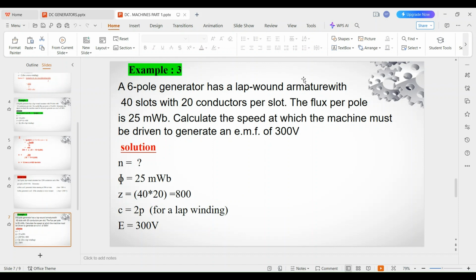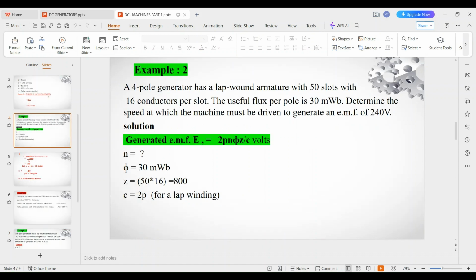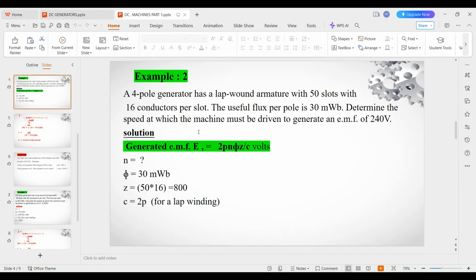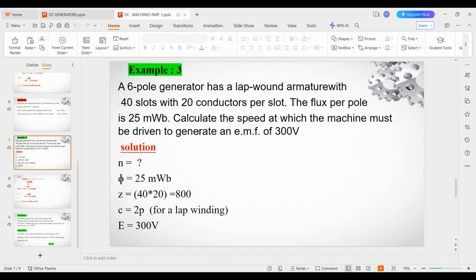This example is almost similar to example number 2. This is more of the same as example number 2. If you have understood what is happening in example number 2, it will be very easy for you also to understand example number 3. Example number 2 was asking about what? Was asking about speed. And also example number 3 is asking for what? For speed.